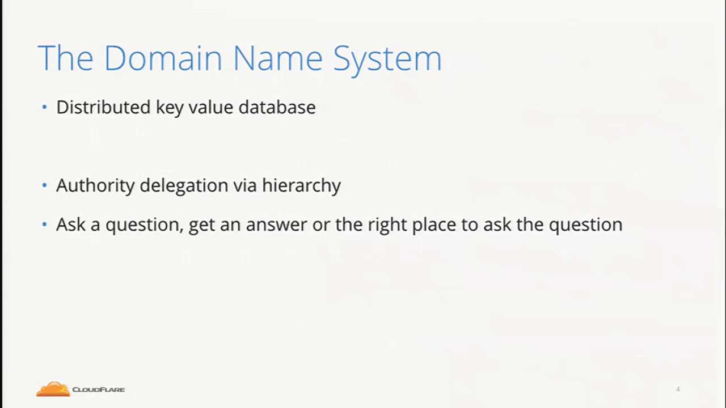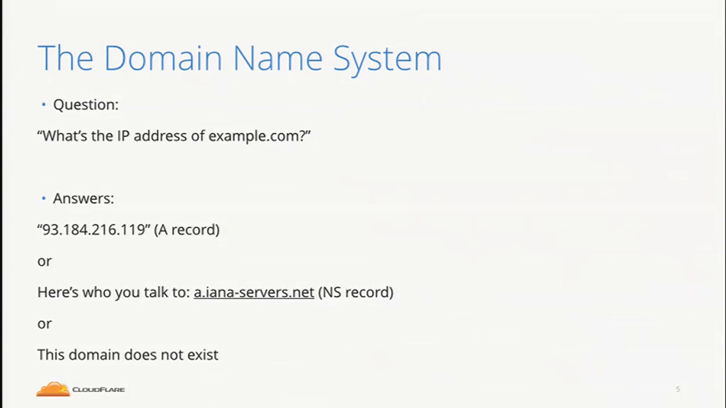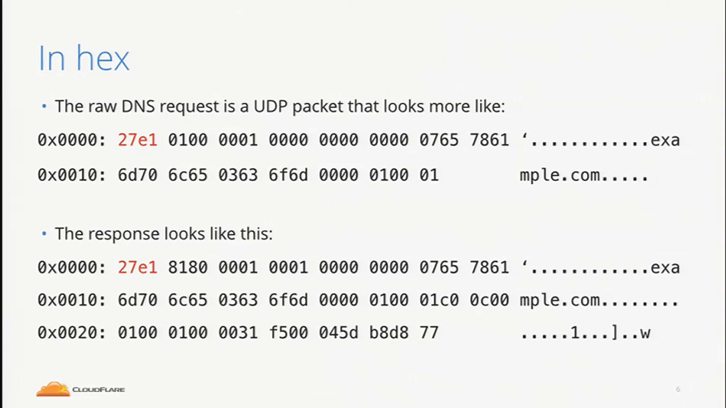DNS is most often used for taking domain names and getting IP addresses out of them. For example, you can ask DNS, hey, what's the IP address of example.com? And it can give you, most likely, an A record, which is the IPv4 address. Or it can say, hey, this other server knows, or it can say this domain doesn't exist. And this protocol is very compact, very small.